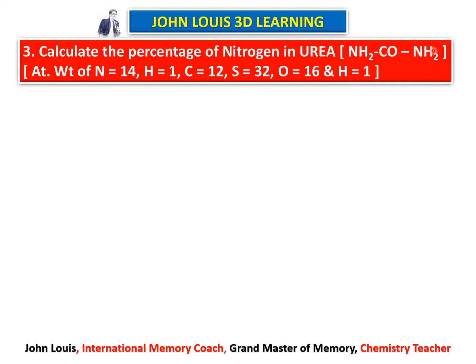NH2CONH2. We should know the atomic weights. They are given in the sum itself. The atomic weight of nitrogen is 14, hydrogen is 1, carbon is 12, sulfur is 32, oxygen is 16, hydrogen is 1. For all these elements, you should know the atomic weights by heart.